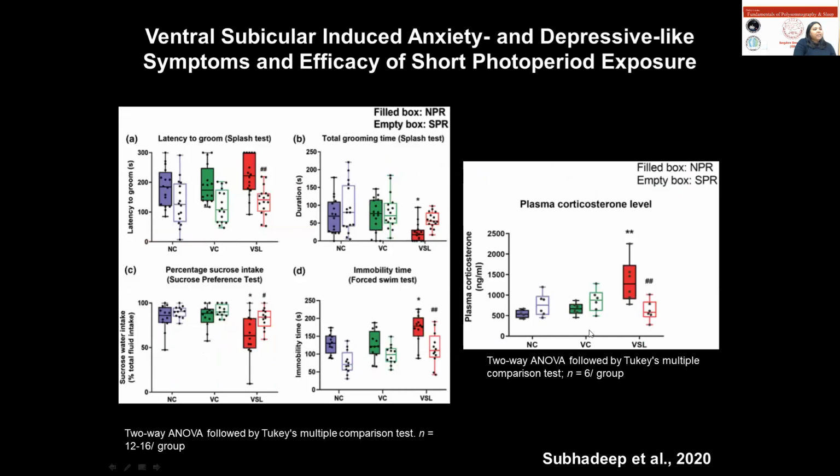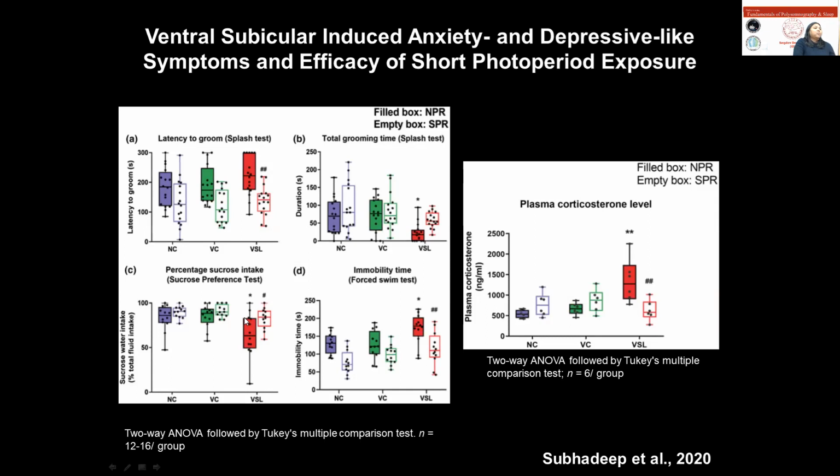The splash test is used to assess grooming behavior and motivation. The sucrose preference test is used for demonstrating pleasure-like behavior. And the forced swim test is used for behavioral despair, which are measures for depression-like behavior in animals. VSL rats showed a significant decrease in grooming behavior, as latency to groom was high, and it was improved with exposure to SPR.